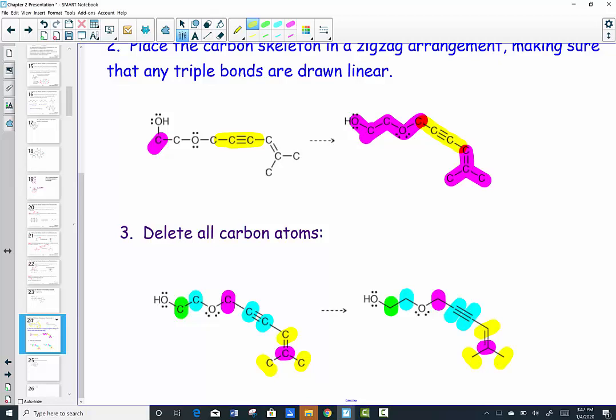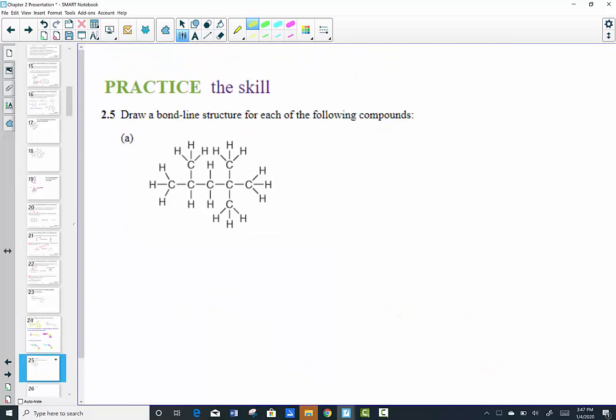So that's the process, and you don't have to draw each stage, but mentally that's where you're working toward, to be able to draw bond line structures. You want to eliminate the hydrogens that are not part of a functional group, place them in a zigzag, and make sure you have the correct number of carbons represented in the correct bond angles. So here's one to try right from your homework where it says practice the skill. Let's try working through going from a complete Lewis dot structure to a bond line structure.